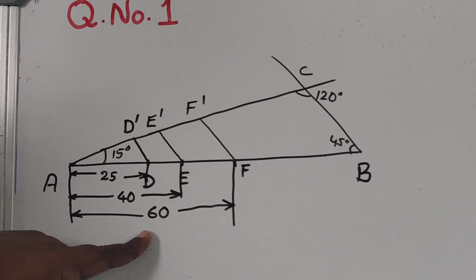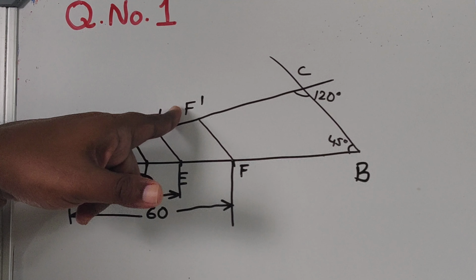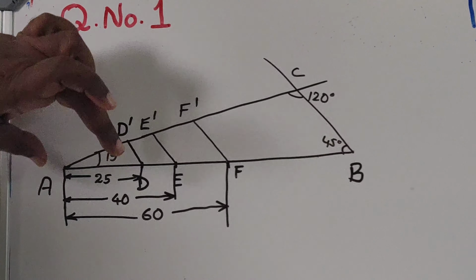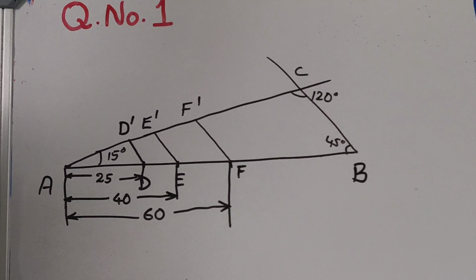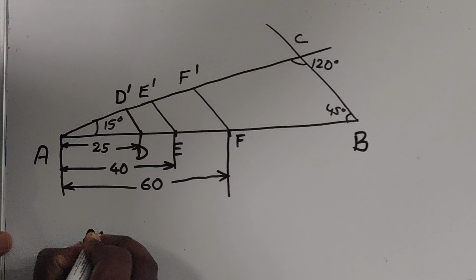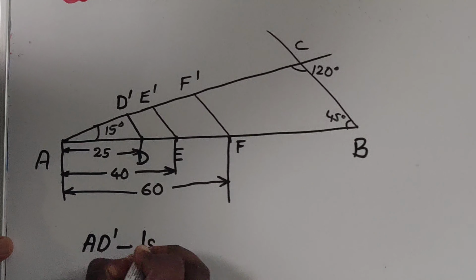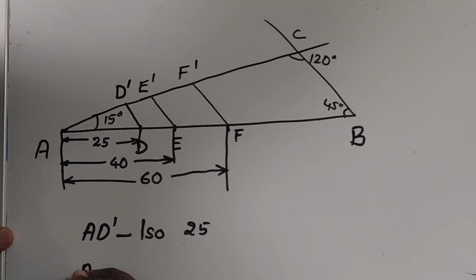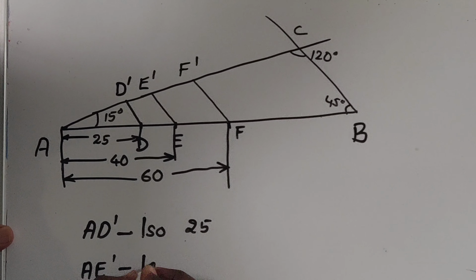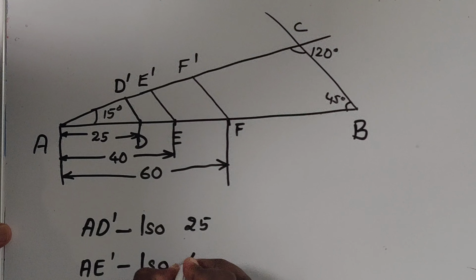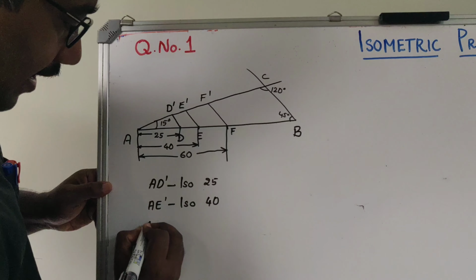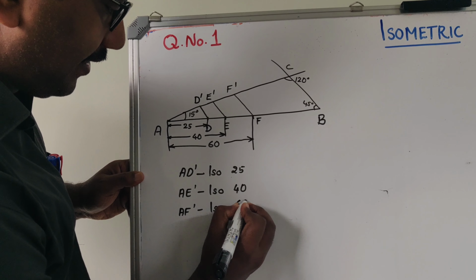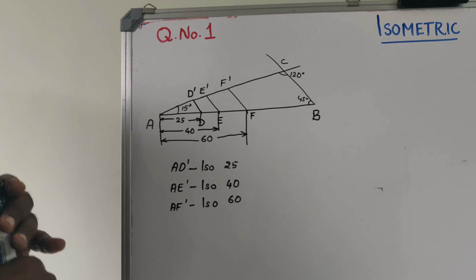That is 60 is there. Corresponding to 60 you will get AF dash. Corresponding to AE you will get AE dash. Corresponding to AD you will get AD dash. So AD dash is the isometric length of 25. AE dash is the isometric length of 40. And AF dash is the isometric length of 60. So you got all the dimensions.